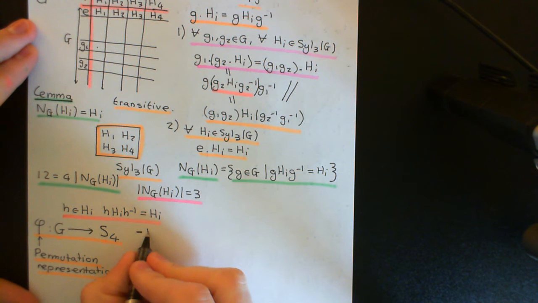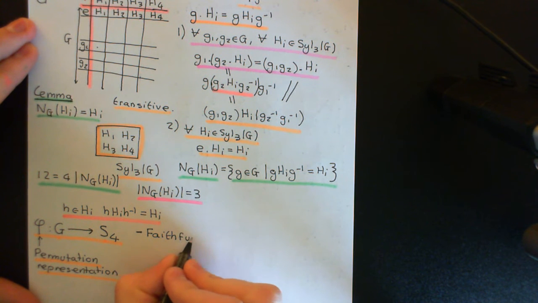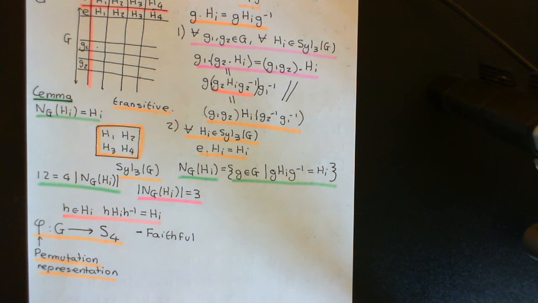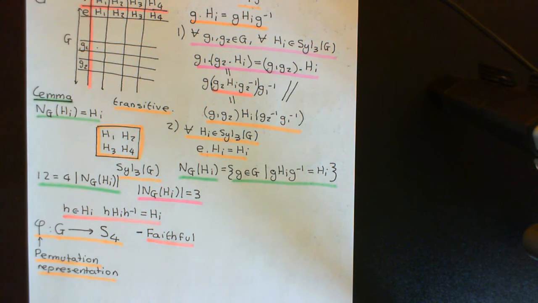And there's a special word that people use to describe such group actions. We call them faithful group actions. If every single element of the group is associated with a unique set permutation of the set on which the group is acting, then we call the group action a faithful group action, and it just means that the permutation representation associated with that group action is going to be an injective group homomorphism. Okay, so how can we prove that?